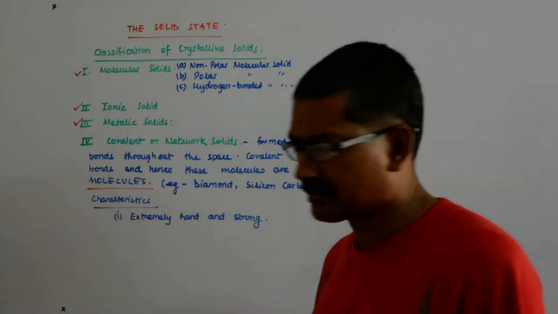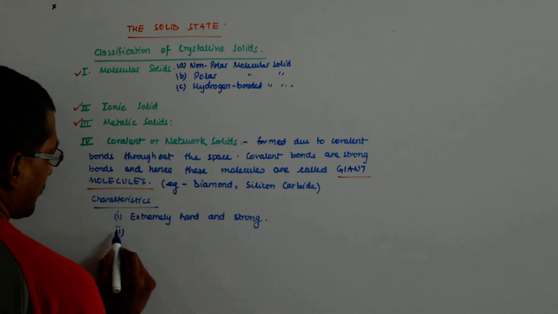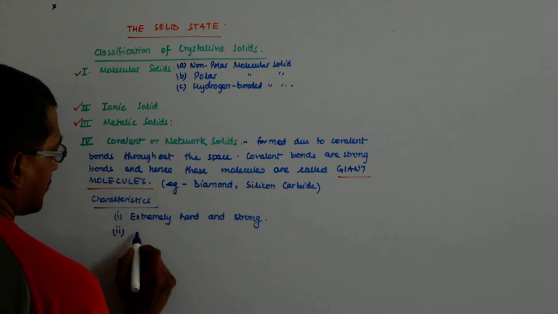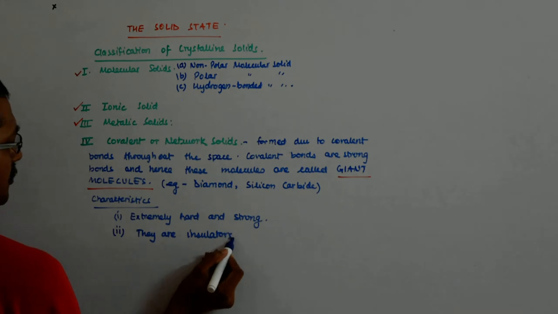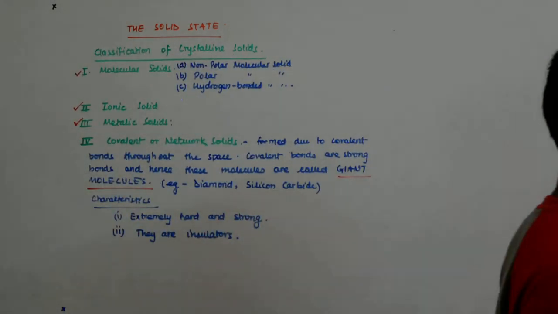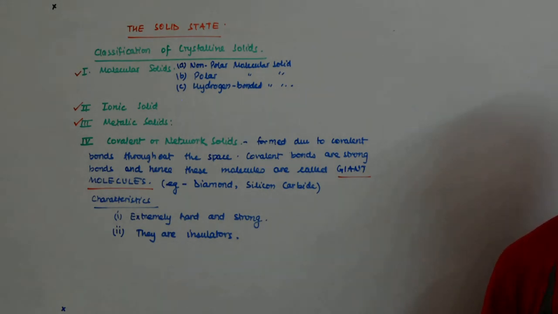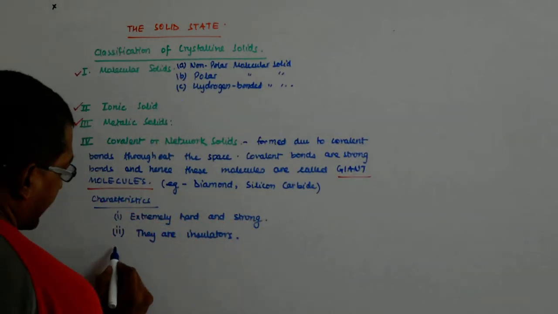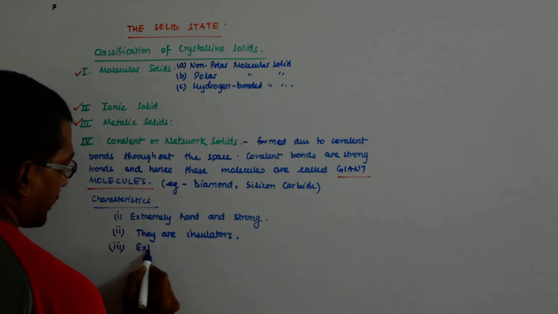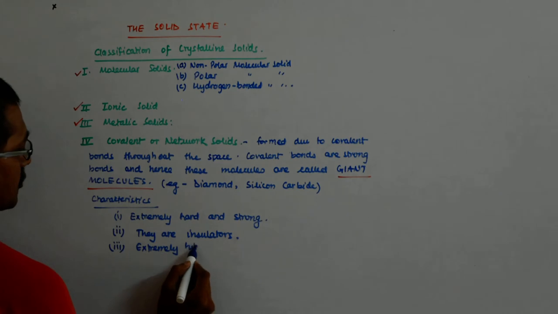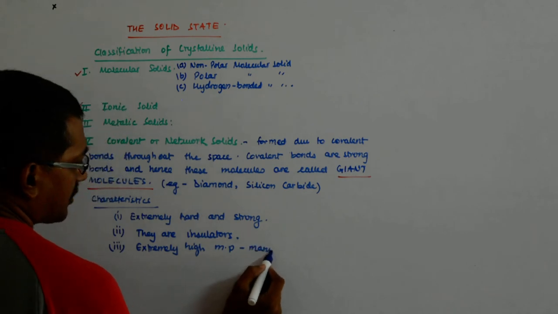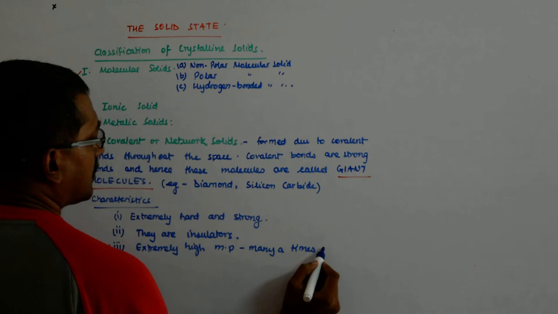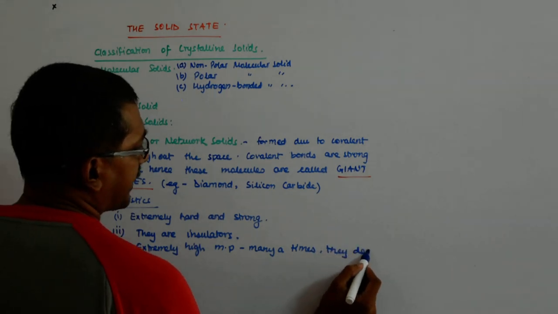They have to be insulators, right? So they are insulators. Correct. Very high, extremely high melting point. So much so that many a times they decompose before melting.